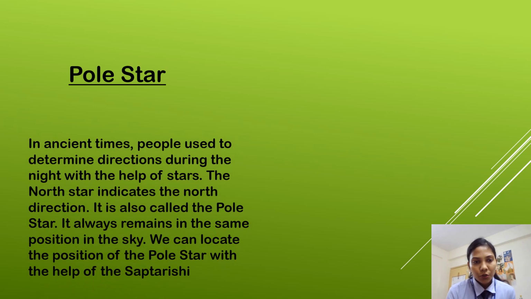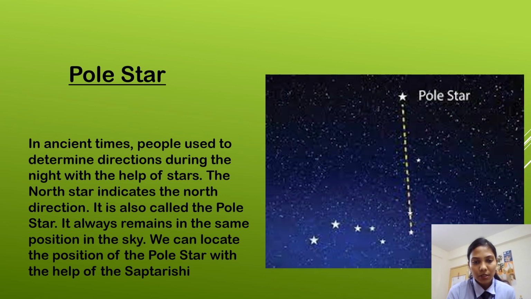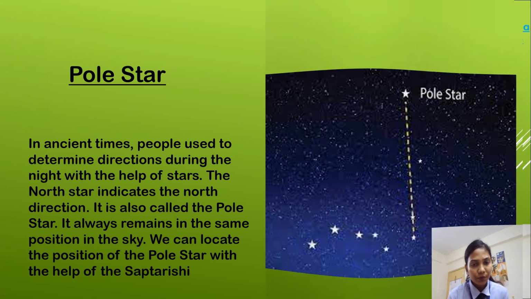In ancient times, people used to determine direction during the night with the help of the stars. The pole star indicates the north direction, so it is also called the pole star. The pole star never changes its position. We can locate the position of the pole star with the help of the Saptarishi. Now you understand what the pole star is. Now we go to the next slide.